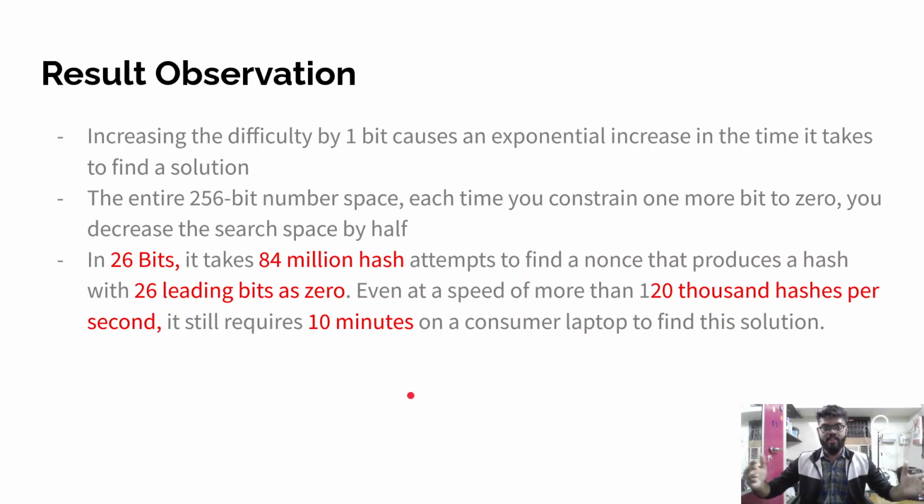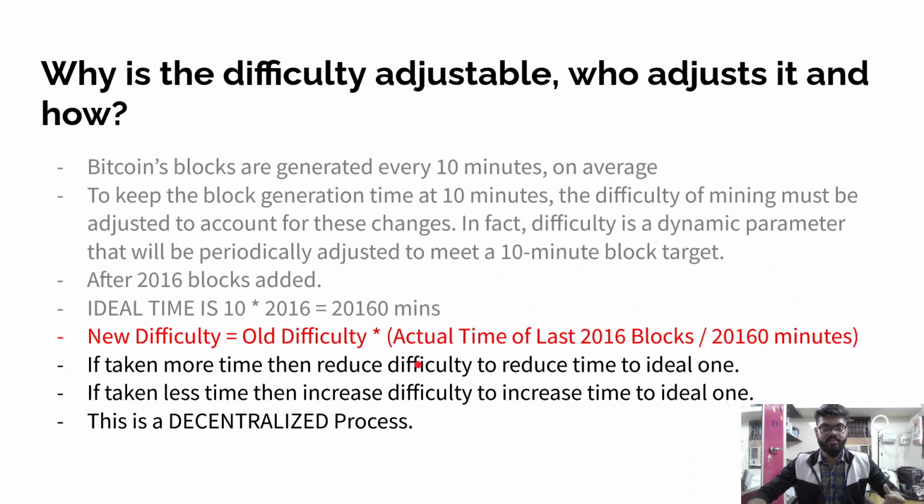So try to understand. The more bits you're restricting as leading zeros, the more difficult it becomes, and it takes a lot of hash attempts, which indeed increases the time to find the correct nonce value.